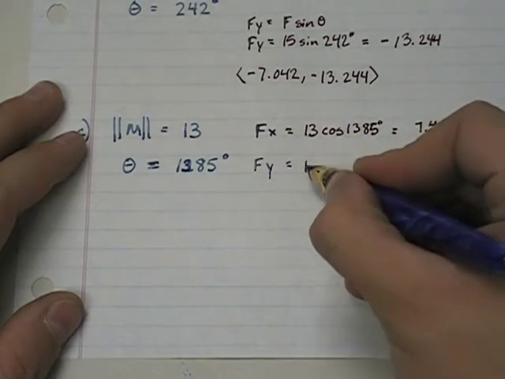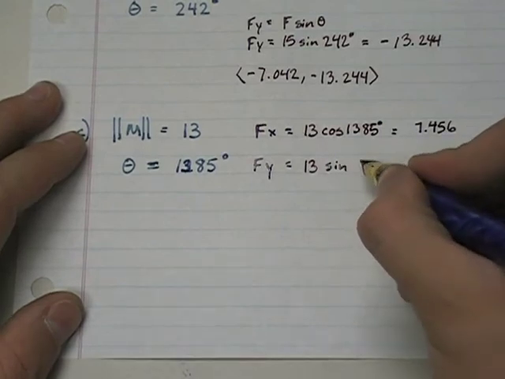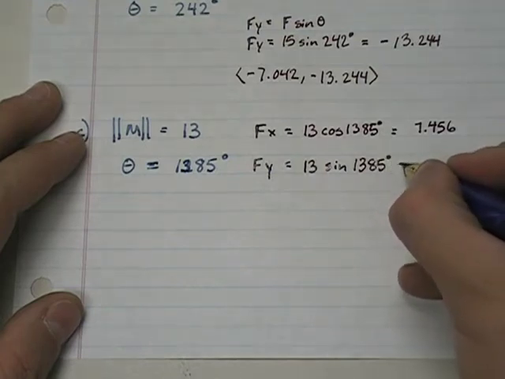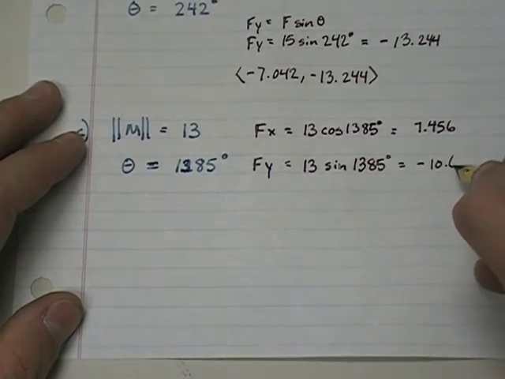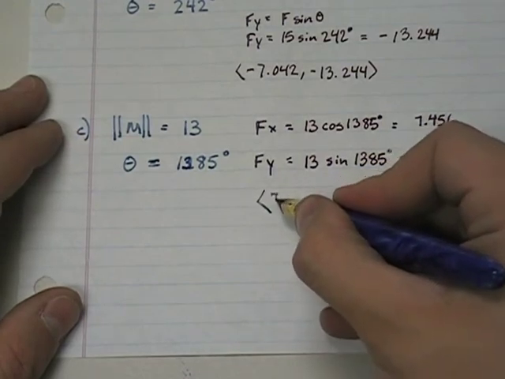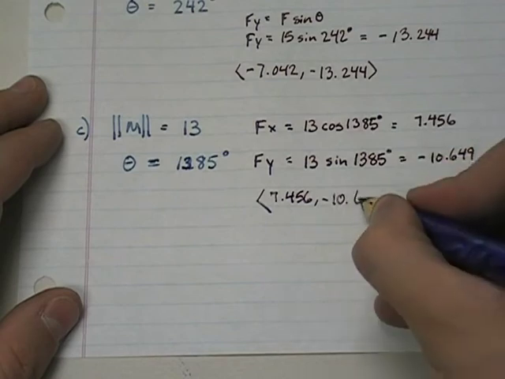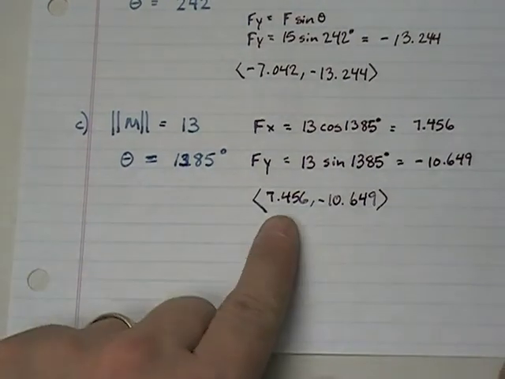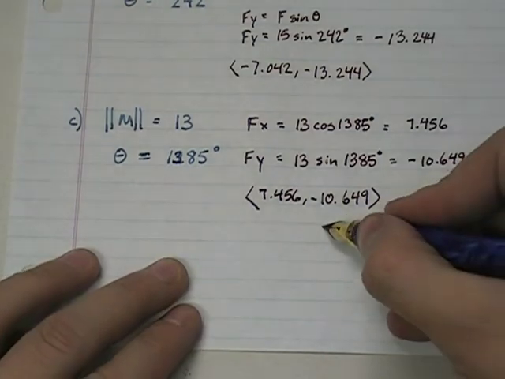The y component will be the magnitude, 13, times the sine of theta, 13 sine 1,385 degrees. And when I multiply that, I get negative 10.649. So this vector is going to be 7.456, comma, negative 10.649. I like to double check. X is positive, Y is negative. That is a quadrant 4 vector.